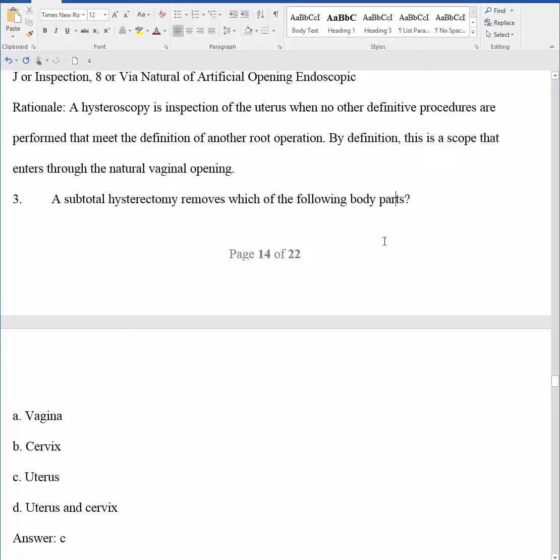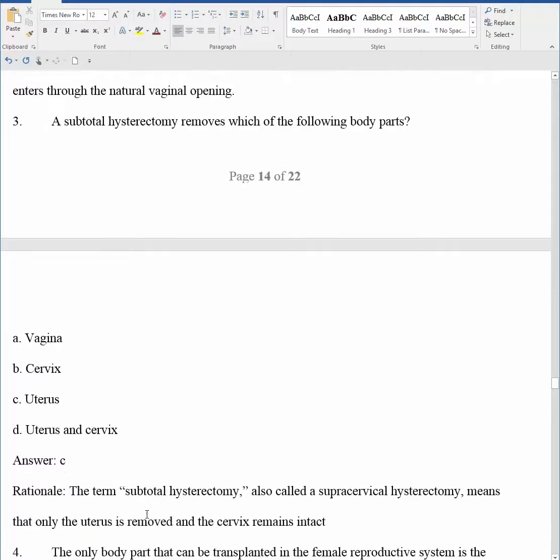A subtotal hysterectomy, now we're talking about taking out part of a uterus. A subtotal hysterectomy removes which of the following body parts? Vagina, cervix, uterus, and cervix. The answer is C, uterus. The term subtotal hysterectomy, also called a supracervical hysterectomy, means that only the uterus is removed and the cervix remains intact. So the answer is C.